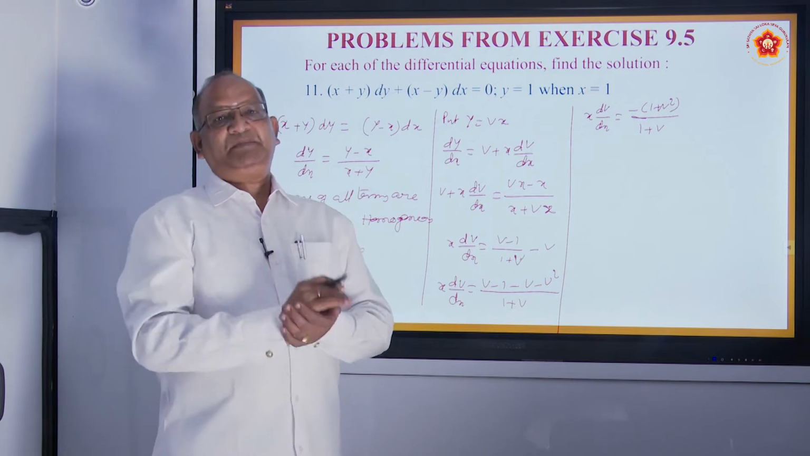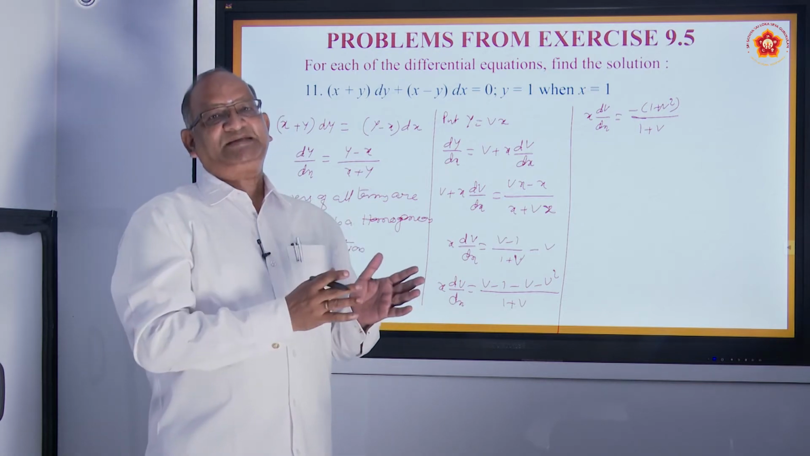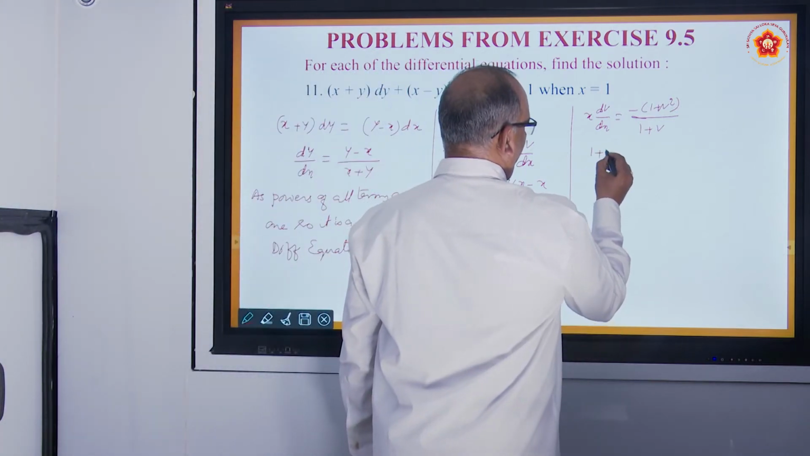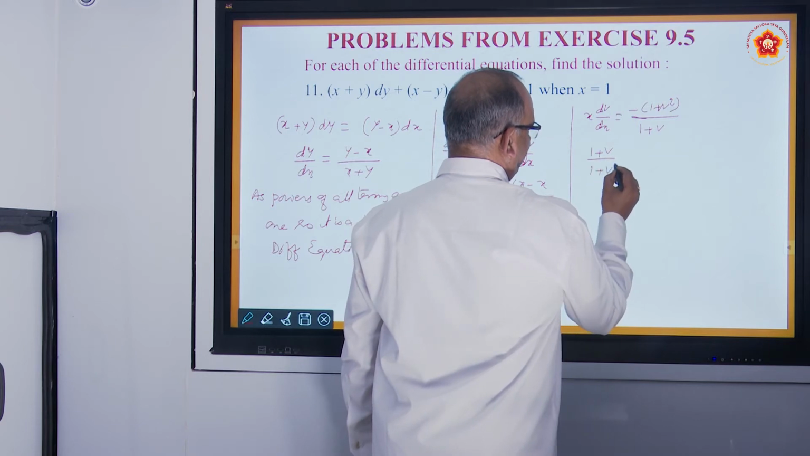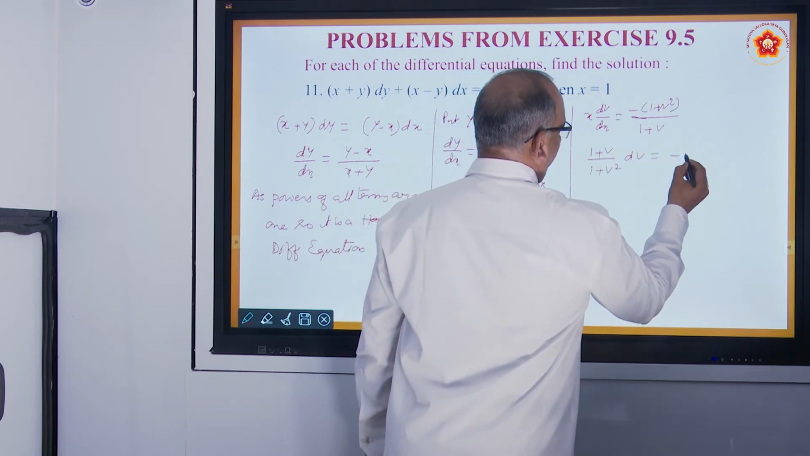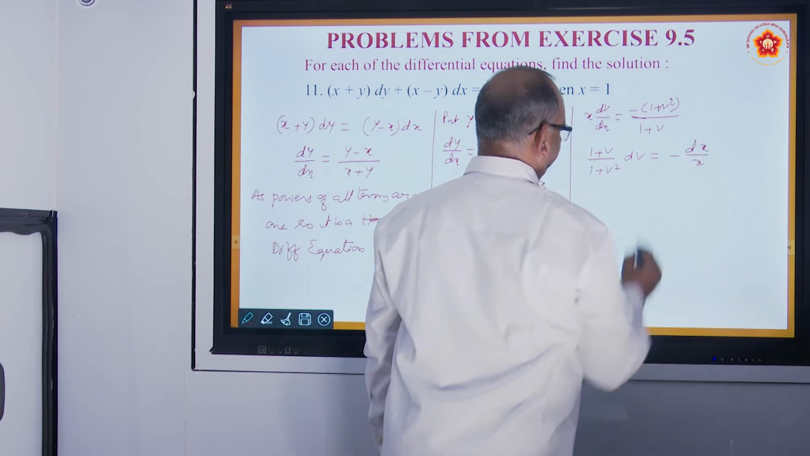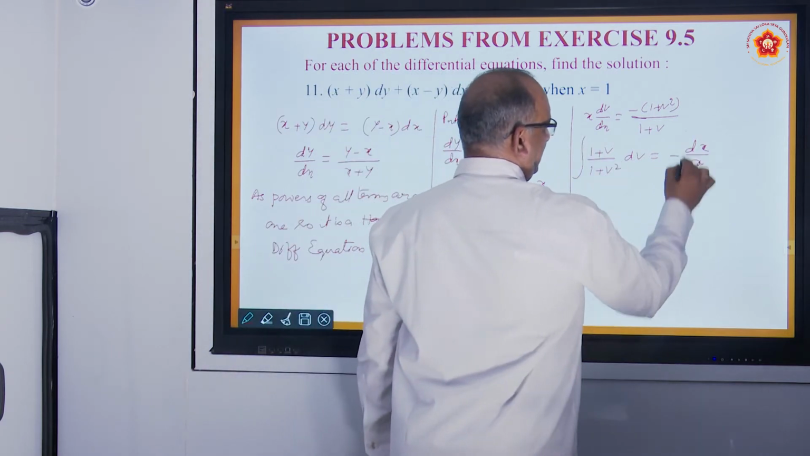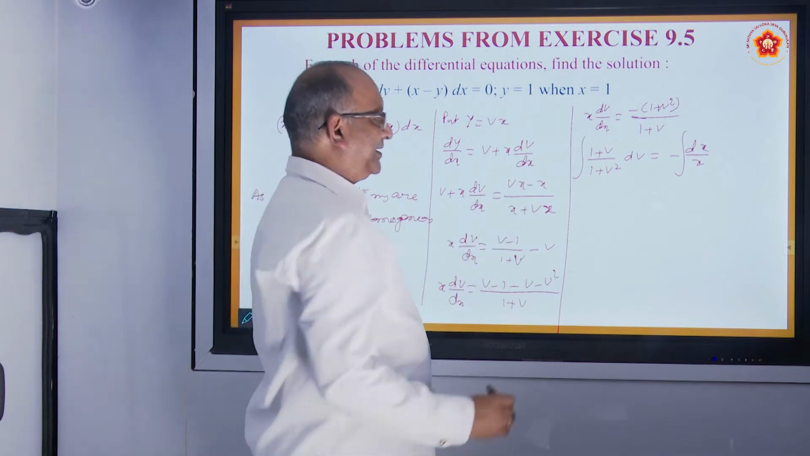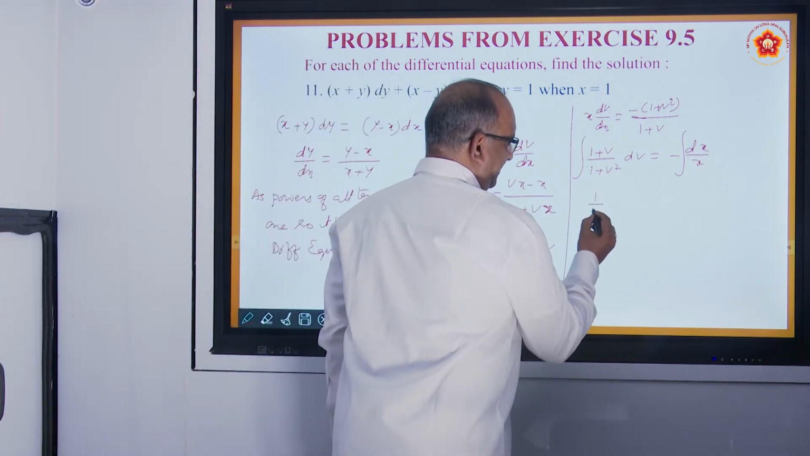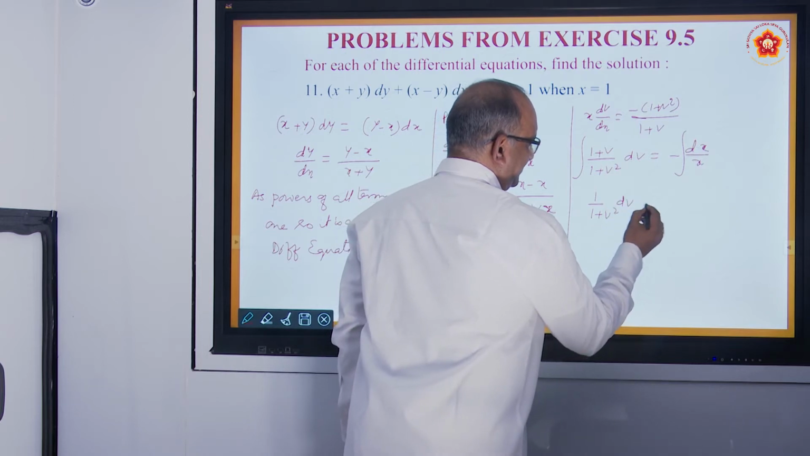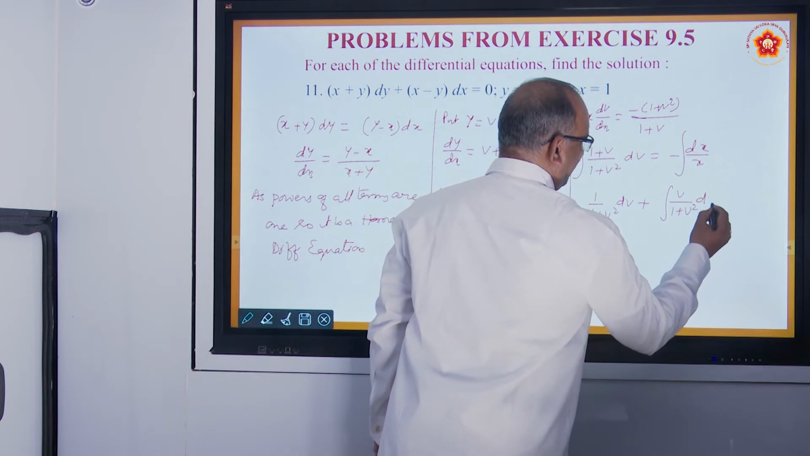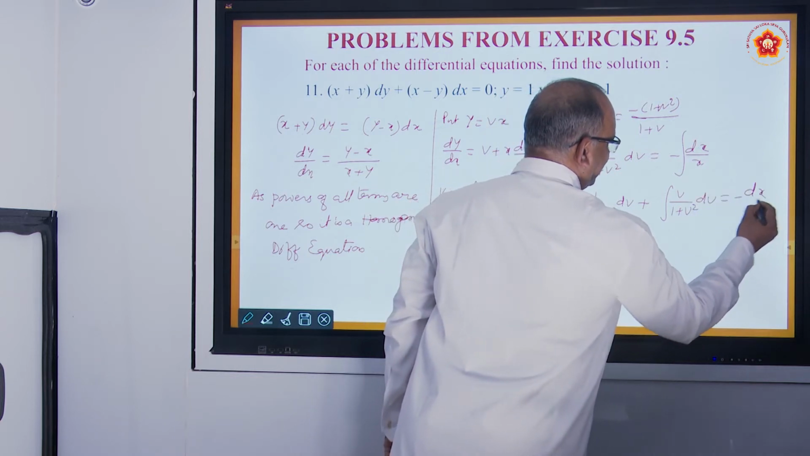Separate the variables. How do we separate the variables? Collect all the terms of v on one side, and all the terms of x on one side. So this will become 1 plus v upon 1 plus v square dv equal to minus dx by x. Now we need to integrate. In order to integrate it, separate this as two integrals. This can be written as integral of 1 upon 1 plus v square dv plus integral of v upon 1 plus v square dv equal to minus dx by x.